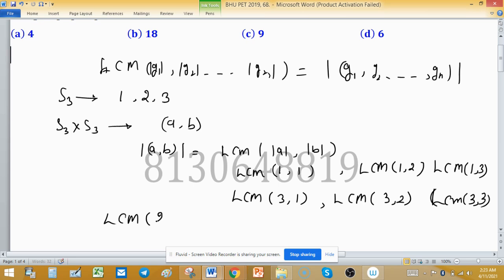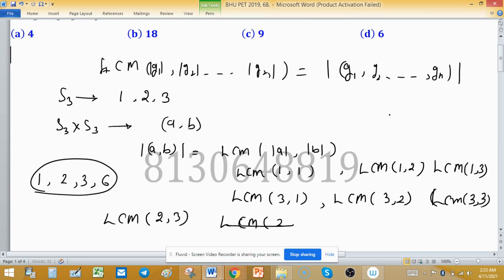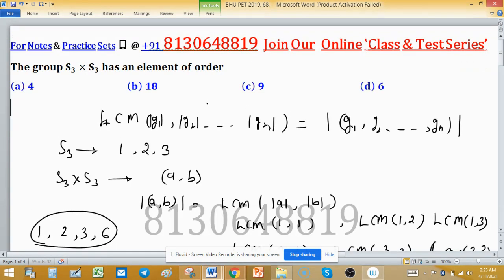And LCM of 2, 3. LCM of 1, 2 is done. If some LCM remains, then you can justify yourself. But you can check here that every LCM is either 1, 2, 3 or 6. None other than these LCMs. So the possible order of an element is 6. The order of an element in the direct product S3 cross S3 is never 18, 9 or others. So option D is correct.